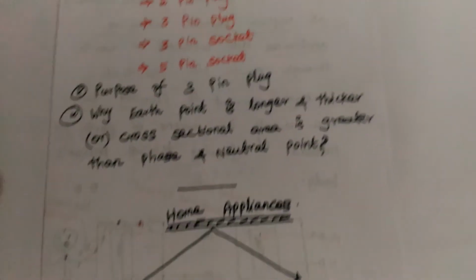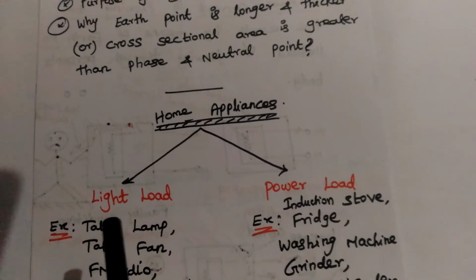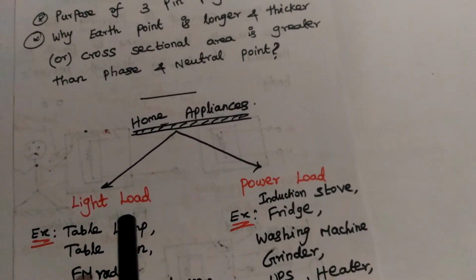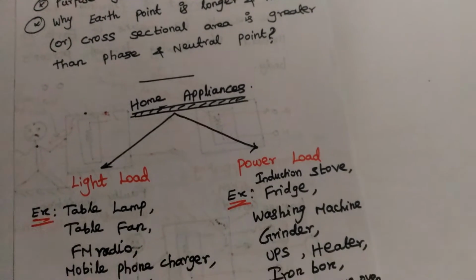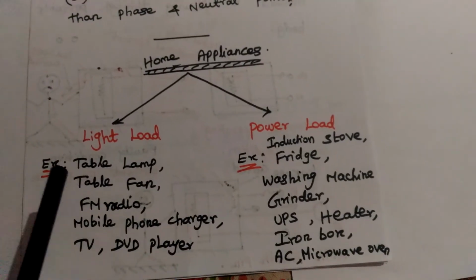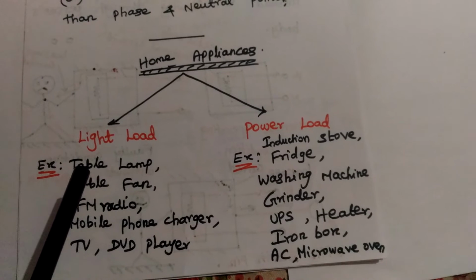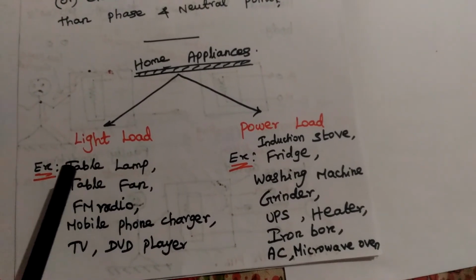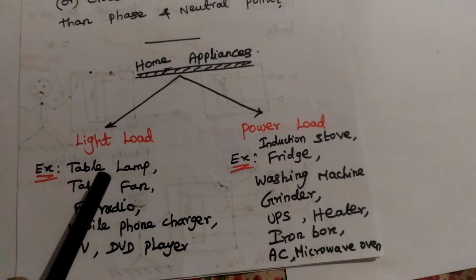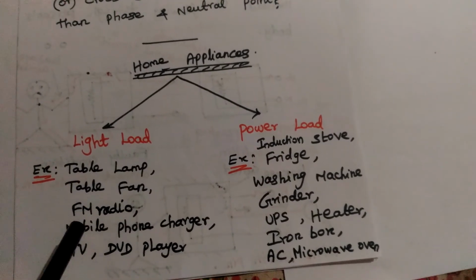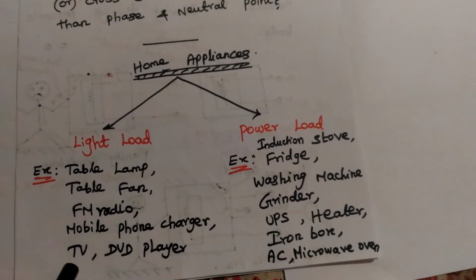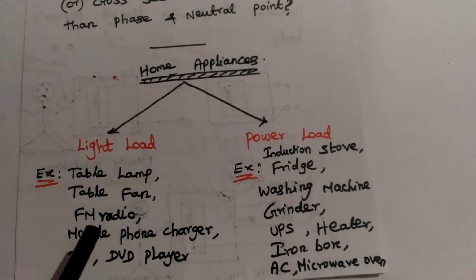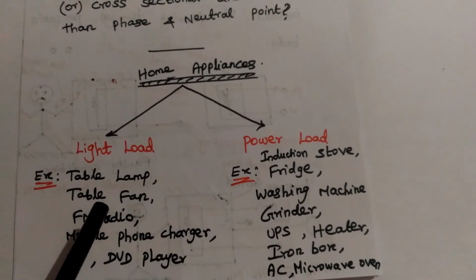So let us see. In our home, we have different types of loads. These loads are mainly classified into two types, that is light load and power load. The light load means the loads that carry a low current. For example, table fan, table lamp, FM radio, mobile phone charger, TV, DVD player. These are all consuming less current, so they come under light load.